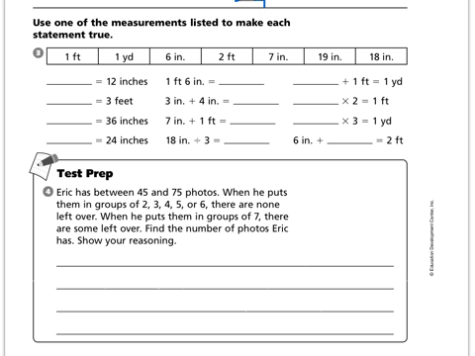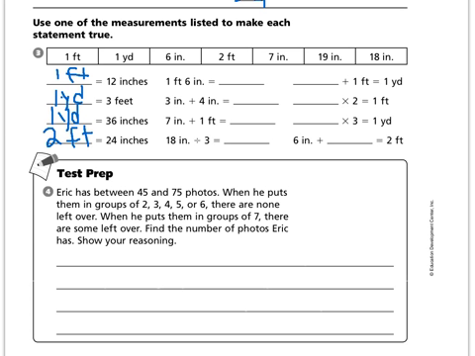For number 3, use one of the measurements listed for each statement to make it true. Blank equals 12 inches, 1 foot. Blank equals 3 feet, 1 yard. Blank equals 36 inches, 1 yard. That could also be 3 feet. Blank equals 24 inches, that's 2 feet.